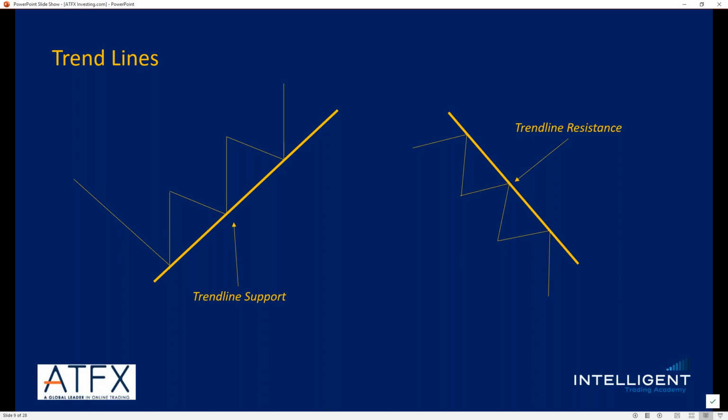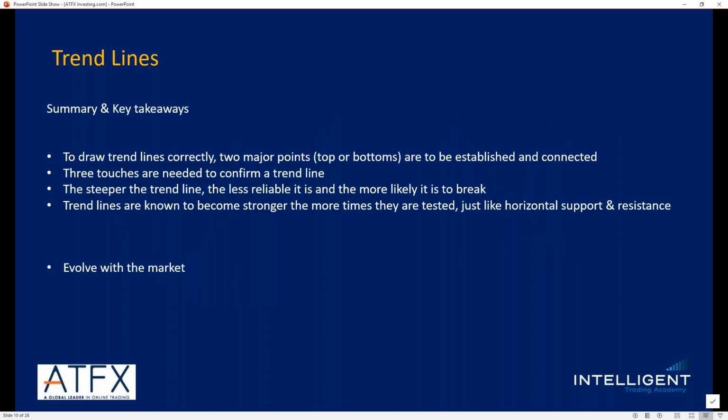So, summary and key takeaways from trend lines. To draw trend lines correctly, two major points, i.e. tops or bottoms, are to be established and connected. Three touches are needed to confirm a trend line. This is a key as well. The steeper the trend line, the less reliable it is, and the more likely it is to break.